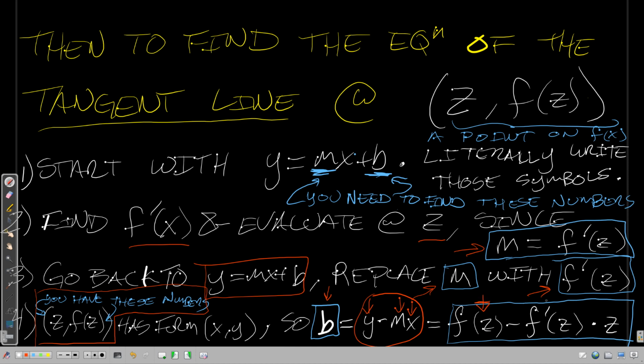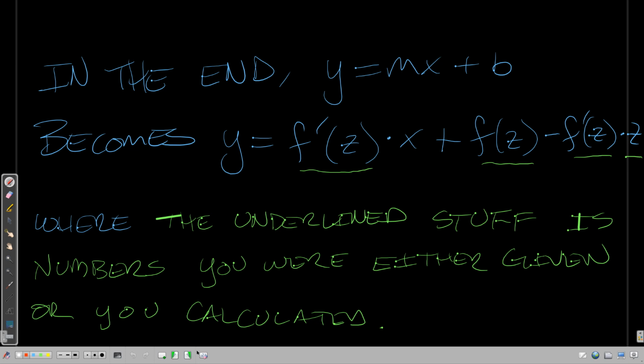This is what y is. This is what m is. And this is the x value in question. Now that you have found m and b, you have your line. So in the end, this y equals mx plus b is just this.